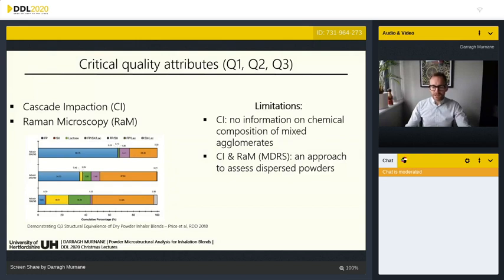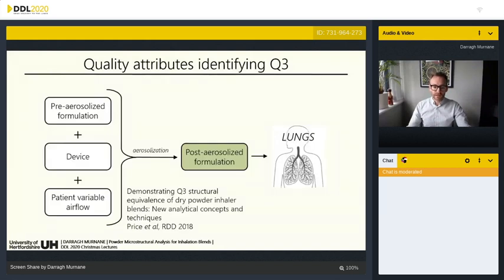There is a limitation to that, which is that cascade impaction provides really limited information about the composition of mixed agglomerates. We know the particular dose of a drug that's landed on a specific stage of the NGI, but trying to identify whether we have mixed agglomerates present has been relatively difficult. And in this space, optical microscopy really has recently been upgraded using Raman microscopy approaches to try and provide chemical speciation of those powders that have been dispersed. So we can understand that in a little bit more detail.